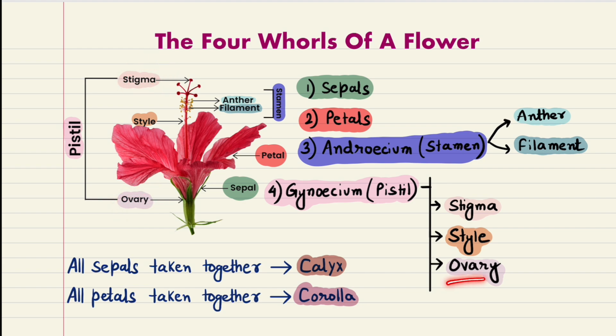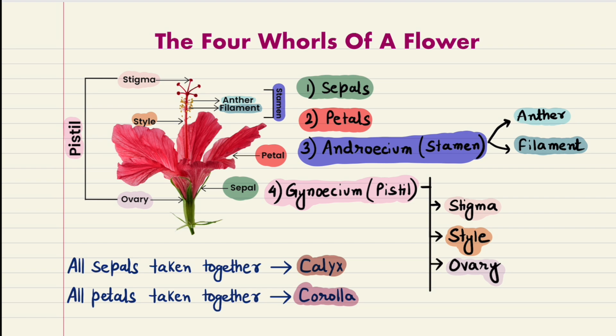At last, we have the ovary, which is also the site of fertilization. The ovary is that particular place in the female reproductive part of a flower where double fertilization takes place. Please watch our next video, which discusses the different cells present within the ovary and that of the ovule.